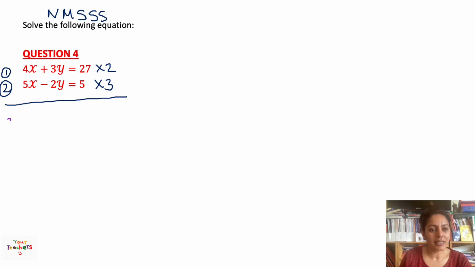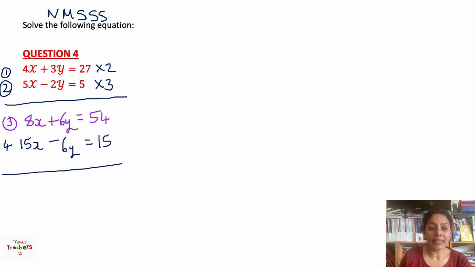So number 3 becomes 4 times 2 is 8x. And 3 times 2 is going to be 6y equals 54. 27 times 2 is 54. And then I'm going to do my next one. So equation 4 is now 5 times 3 is 15x. Subtracted by 3 times 6 is 6y equals 5 times 3 is 15.